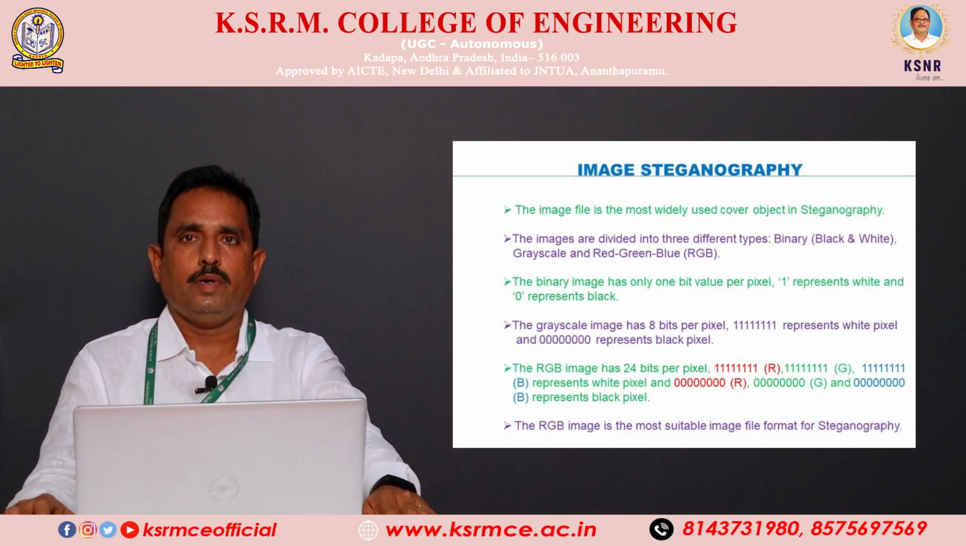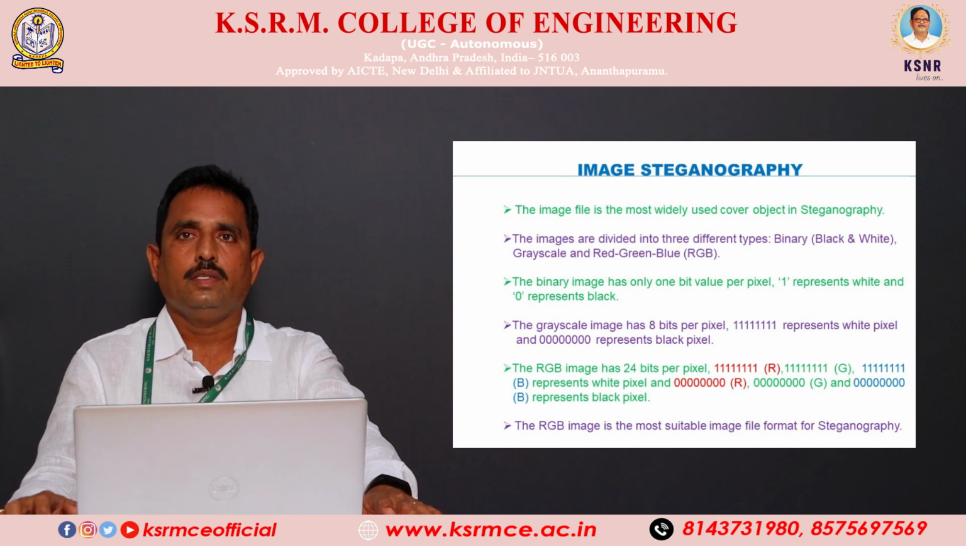Image file format is the most widely used cover object in steganography. The image file formats are divided into three types: binary image, grayscale image and RGB image. In a binary image, 1 bit per pixel is used, where 1 represents the white pixel and 0 represents the black pixel. In a grayscale image, 8 bits per pixel are used, so 8 ones represent the white pixel and 8 zeros represent the black pixel. In an RGB image, 24 bits per pixel are used.